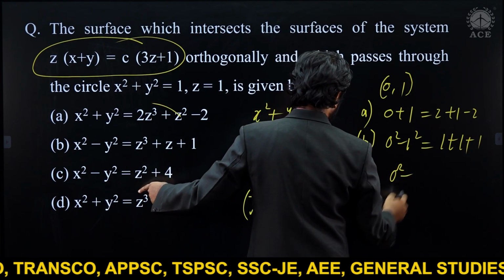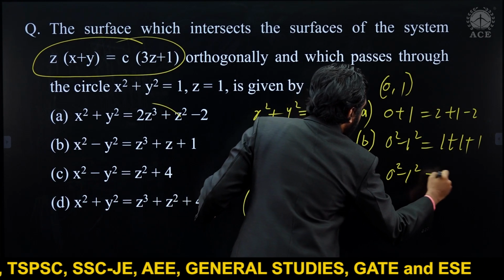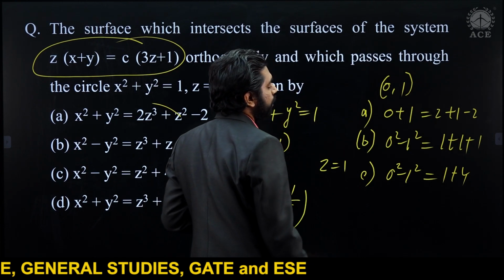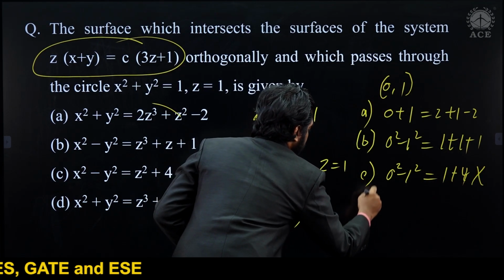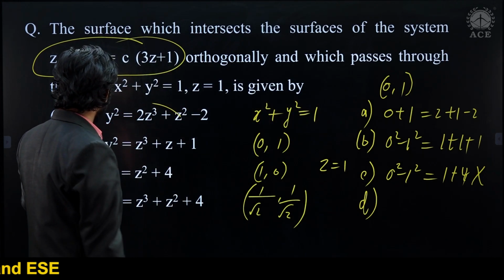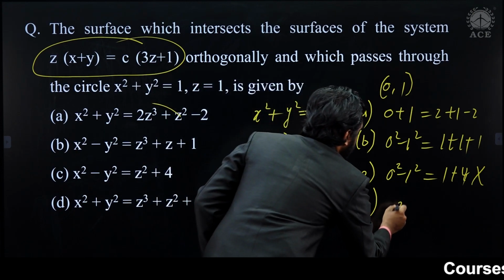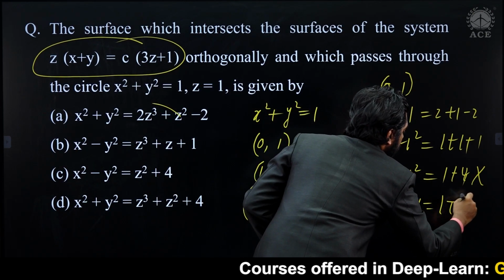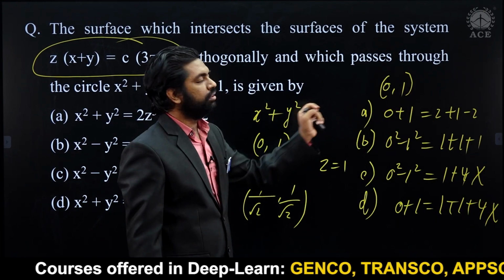0 square minus 1 square equal to 1 plus 4. Clearly LHS is not equal to RHS. You can even eliminate this. Let's look at D. 0 plus 1 equal to 1 plus 1 plus 4. Is 0 plus 1 equal to 1 plus 1 plus 4? No. The only option that satisfies is option A.